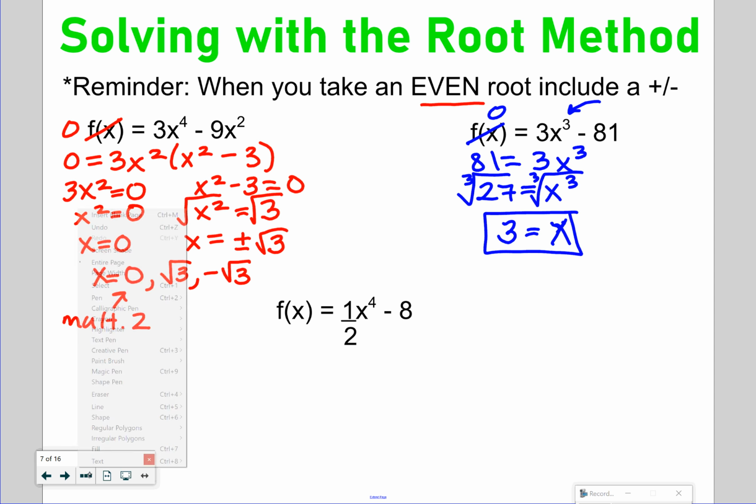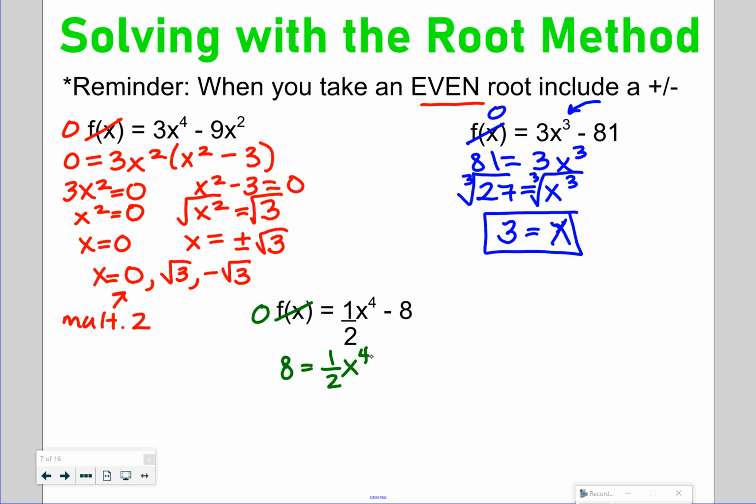Looking at the final one at the bottom here. Again, these two terms I can maybe factor a half out, but there's no variable they have in common, so I'm not going to do that. We'll just skip that step and go straight to trying to get that x to the fourth power alone. I'm going to add 8. And then at this point, you could divide by a half, but usually we don't divide by fractions. We multiply by their reciprocal. So I'm going to multiply by 2 over 1 on both sides. And that'll give me x to the fourth equals 16.